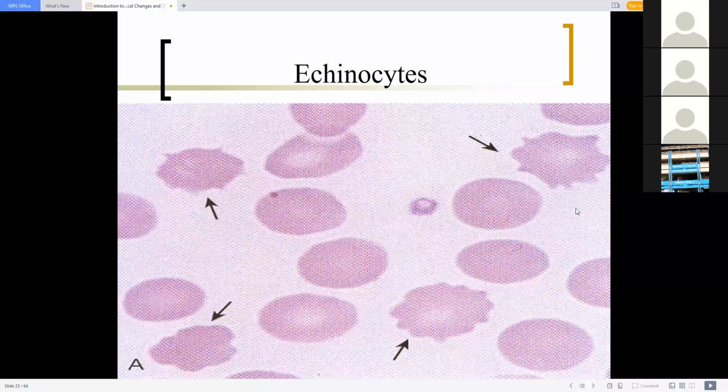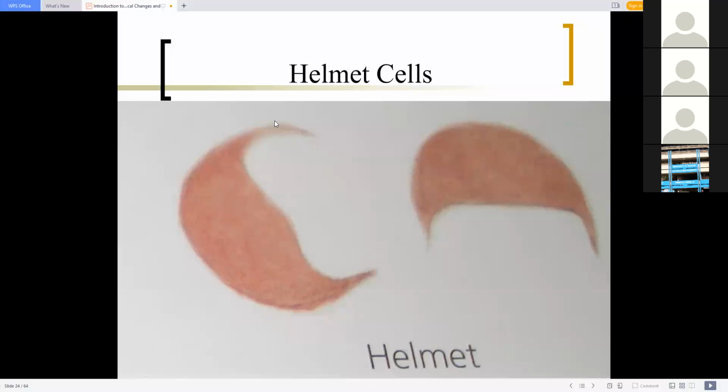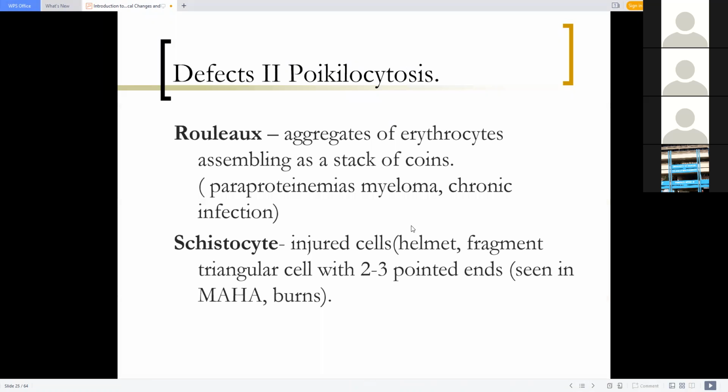Then we have helmet cells, and helmet cells have these normal spicules, and you can see it's like a helmet, right? So that's why they're called helmet cells, and are usually seen in microangiopathy, where you have red cells being damaged in circulation because of formation of microclots, fibrin strands in various conditions, all right? So helmet cells, another poikilocyte, all right?